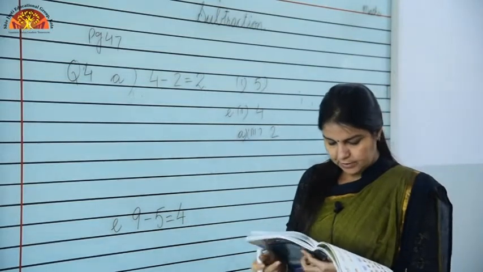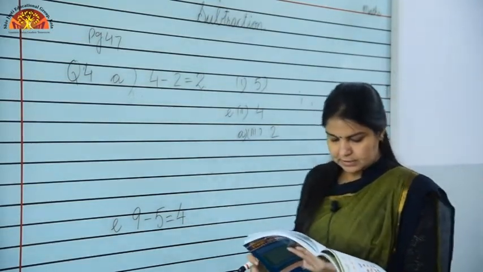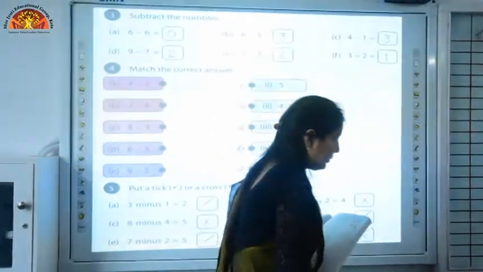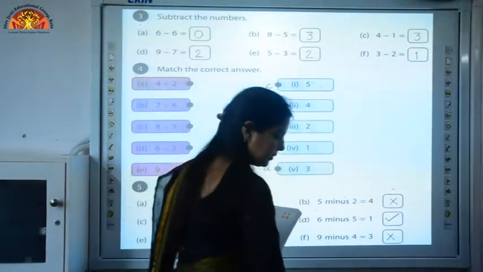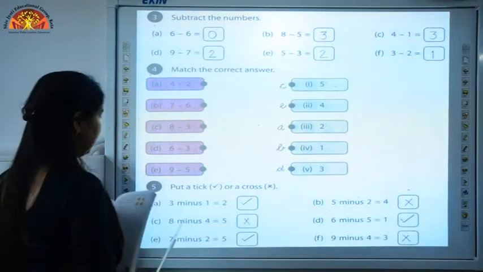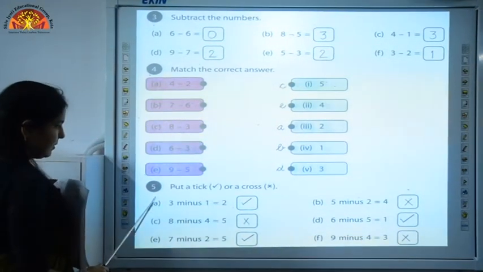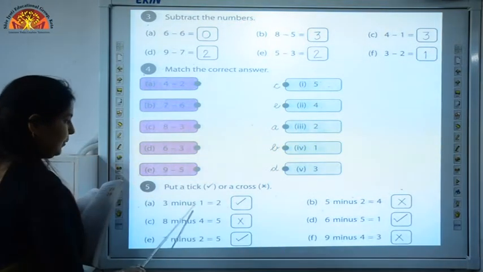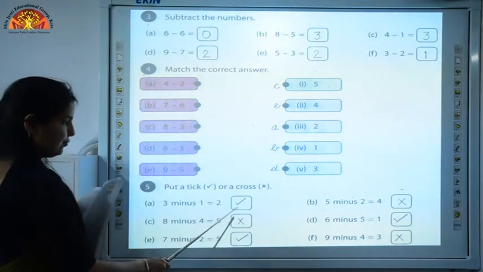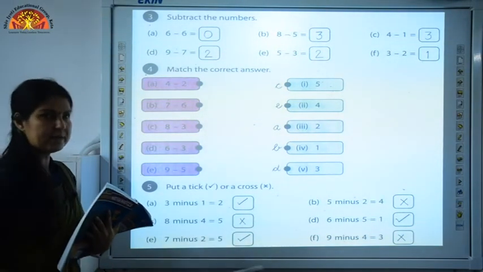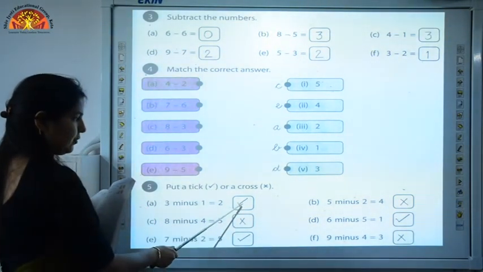Now we will see question number 5. Put a tick or a cross. Children, here you have to find out which sum is correct. When the sum is correct, then you have to put the correct sign. If the sum is wrong, then you have to put the cross sign in front of it. So start this. We will see A part of this. This is 3 minus 1 is equal to 2. Children, when we subtract 1 from 3, the result is 2. This is correct. So we will put the tick sign in front of this.